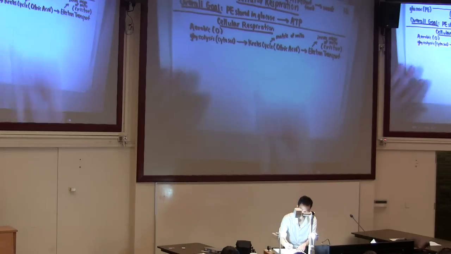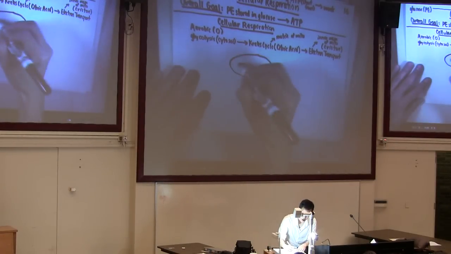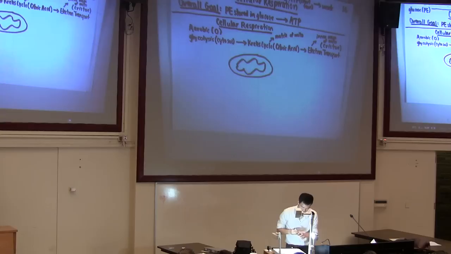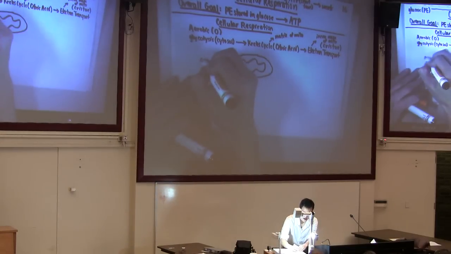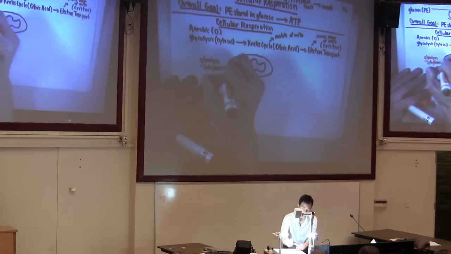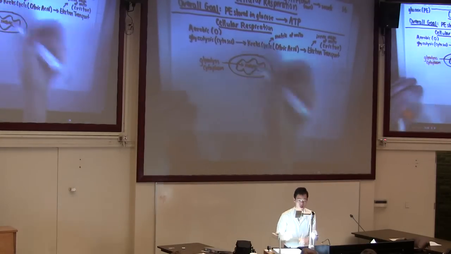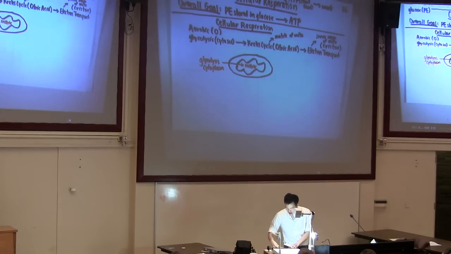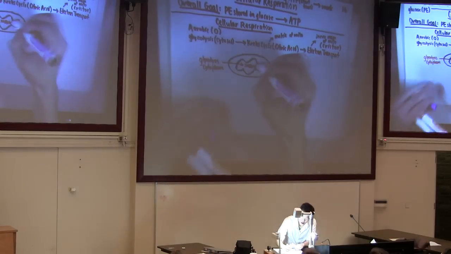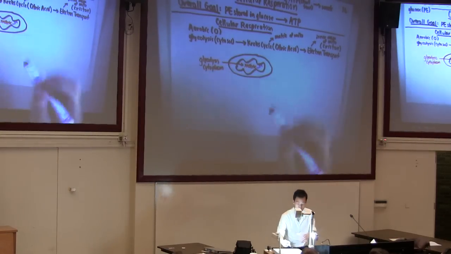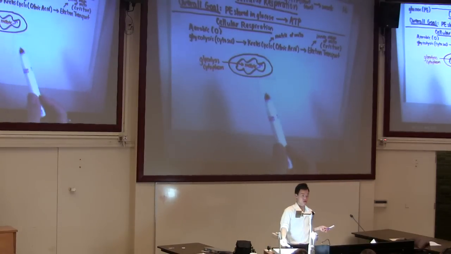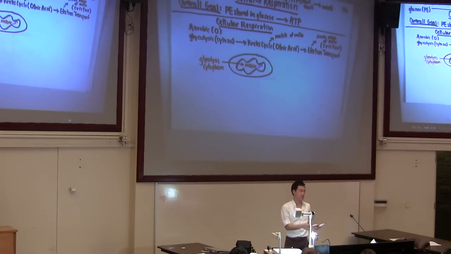Okay, so if you want to look at a picture of it, this is a mitochondria. Where does glycolysis occur? Right on the outside, in the cytoplasm. The products of glycolysis will move into the matrix of the mitochondria, and then from there, you're going to move to the inner membrane of the mitochondria to do electron transport, right? So be aware that the three processes are occurring in three different places, okay?